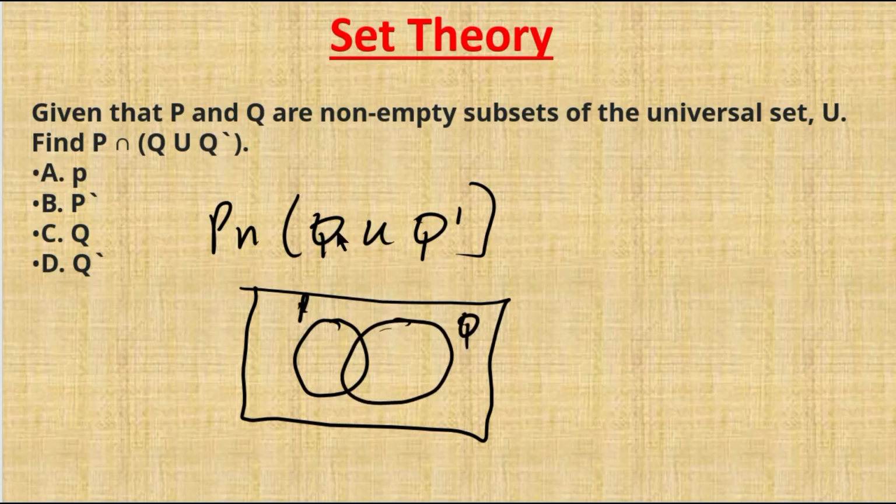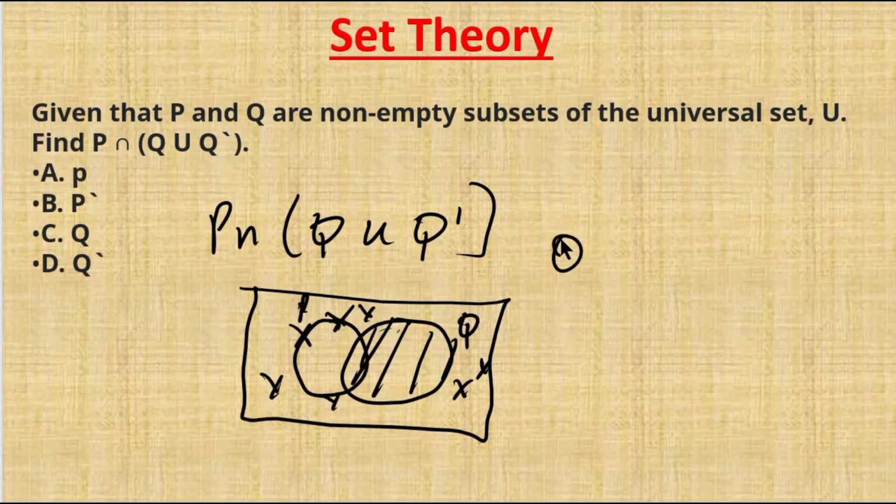So the first thing we should address is what we have in the bracket, which is Q union Q complement. Q complement on its own is what you don't have in Q at all. Now this is Q here, the whole of Q here, and what I don't have in Q is what you have outside of Q. Now you have Q union Q complement. Q union Q complement refers to the whole universal set.